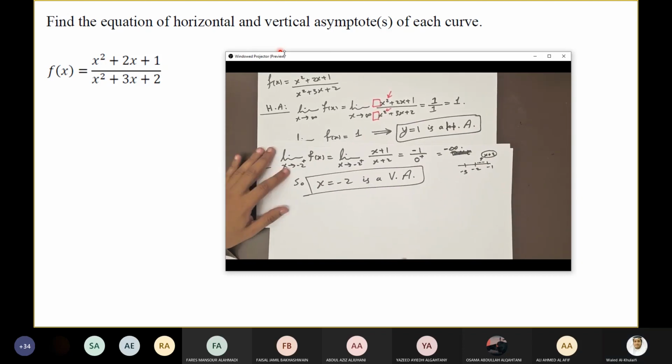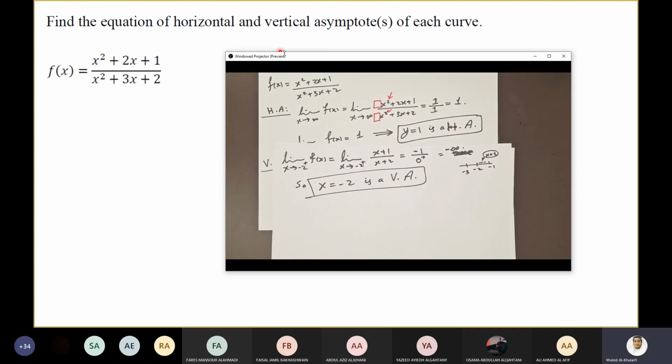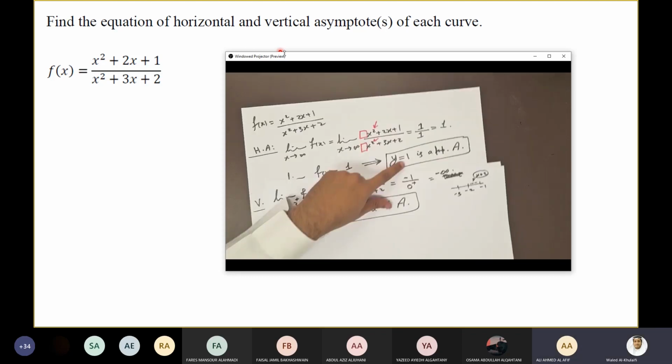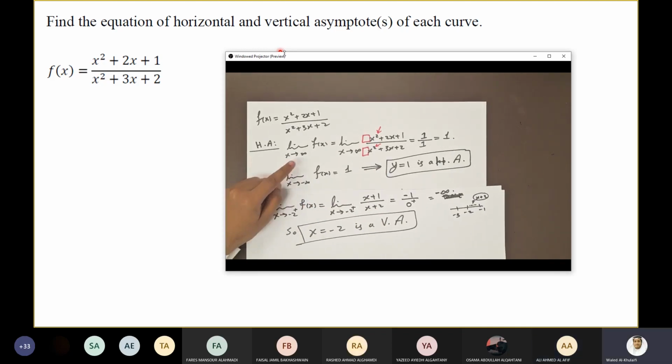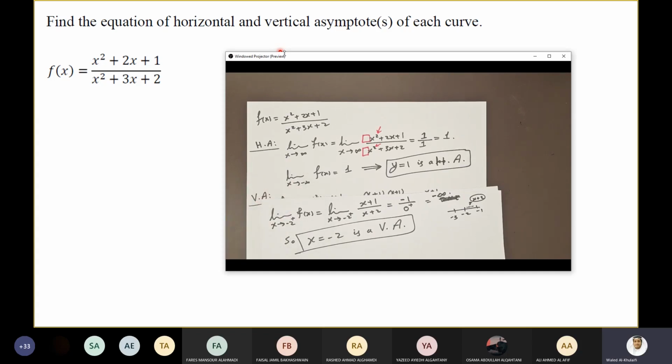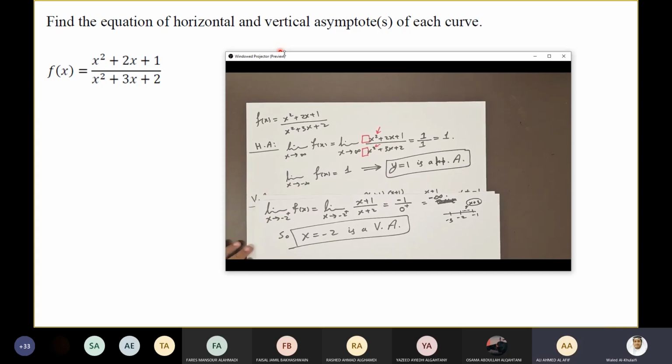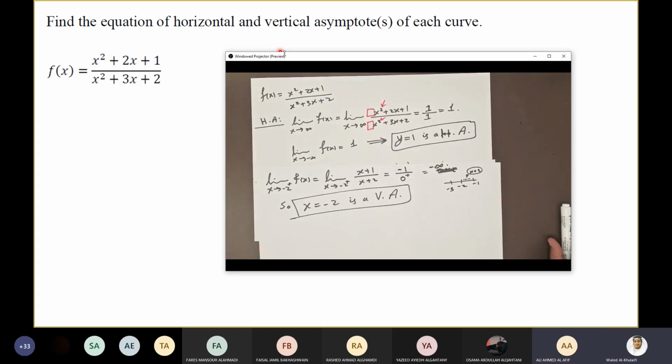Okay. Right. Any question here? Yes, Ali? Is there any other way to find the horizontal one? You're talking about horizontal? Yes. I have to do the limit. You have to take the limit as x goes to infinity, and another one when you take the limit as x goes to negative infinity. Okay? Okay. Thanks. You are welcome.